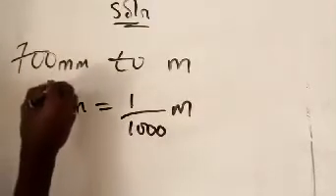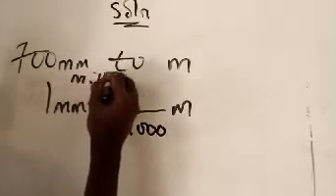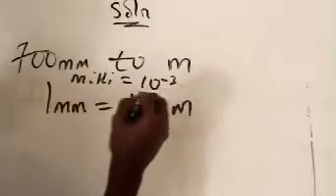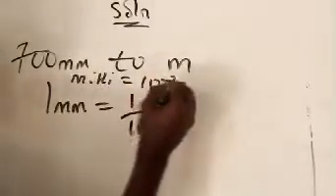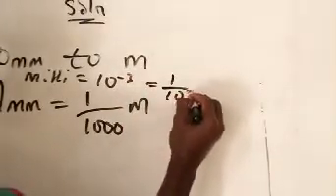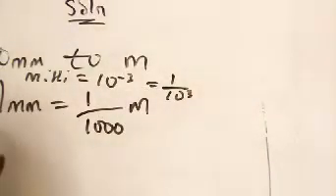That's because the prefix milli is 10 raised to the power of negative 3 of the non-prefix unit. And 10 raised to the power of negative 3 is the same thing as 1 over 10 raised to the power of 3. So 1 millimeter is 1 over 1,000 meters. Right? So we know what 1 meter is, what 1 millimeter is.